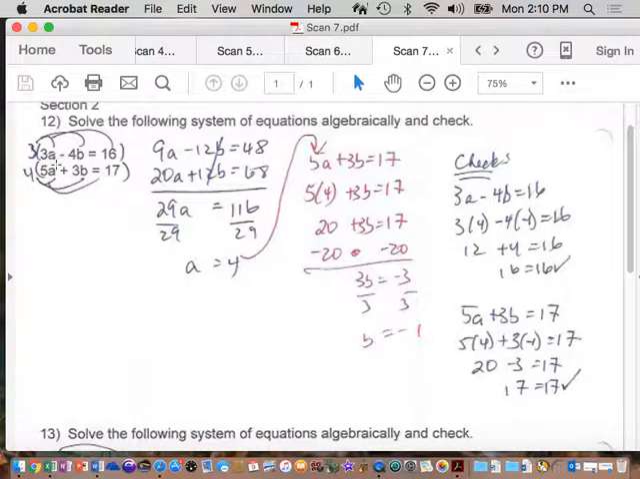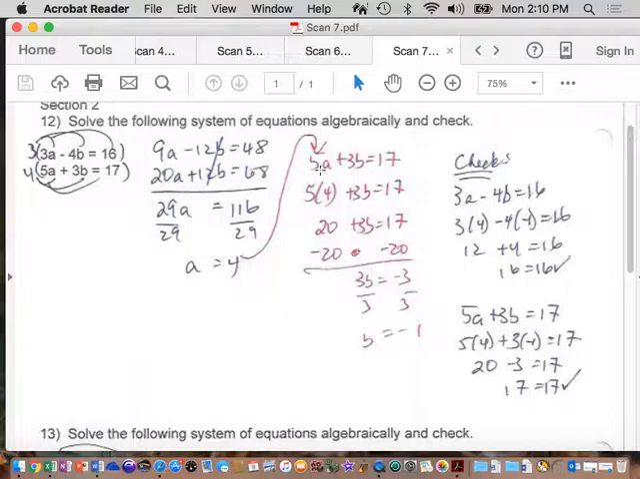And I could pair up either letter, but I like to do the ones wherever the signs are opposite. In this case, that's the B's. So I put the 3 up here and the 4 down here, and I get my 12 B's to match, and I just add them up, and they cancel each other out. They add up to no B's. 28A is 116, divided by 29, and I get A is 4.